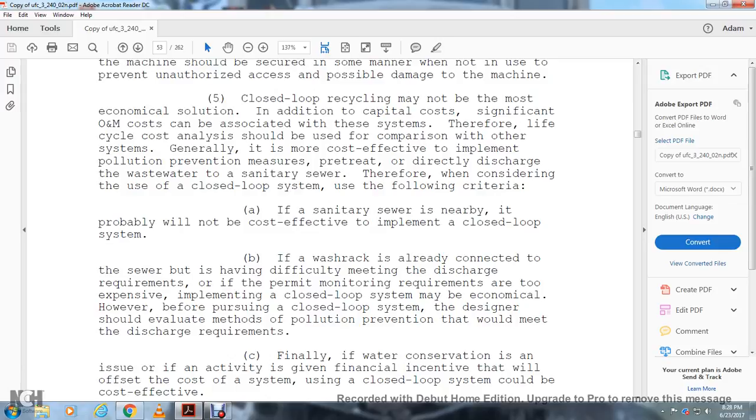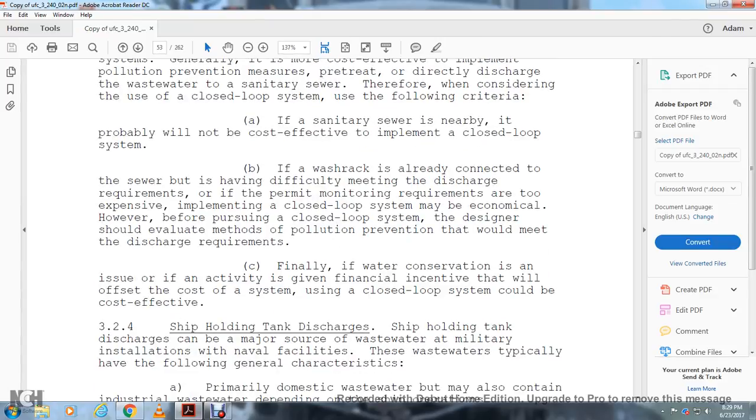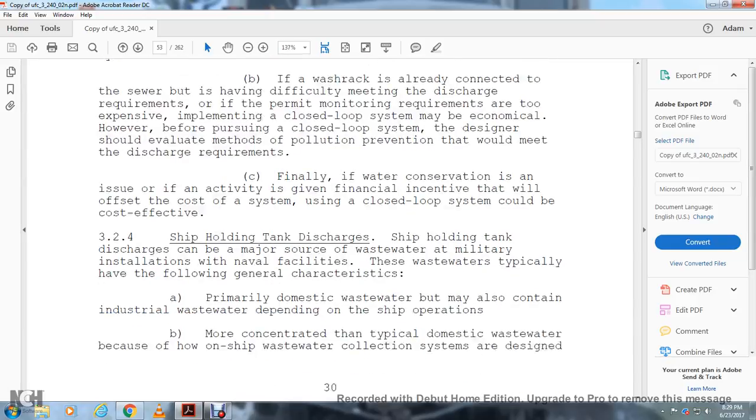If the wash rack is already connected to the sewer, they're having difficulty meeting the discharge requirements. The permanent monitoring requirements are typically expensive for them to obtain. A closed-loop system may be economical. However, before pursuing a closed-loop system, the designer should evaluate methods of pollution prevention that would meet the discharge requirements. Finally, the water conservation aim of the activity in general, given the financial incentive that would offset the cost of the system, using a closed-loop system could be considered.